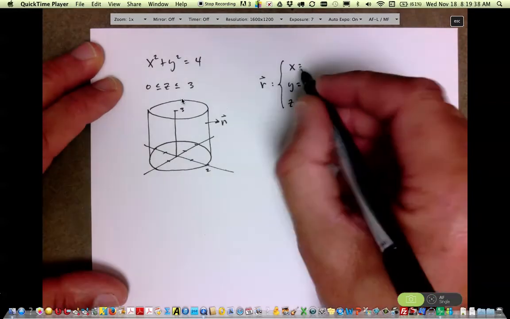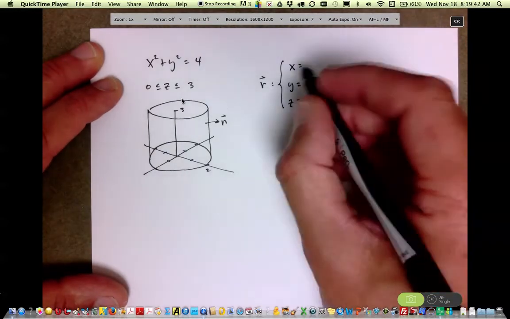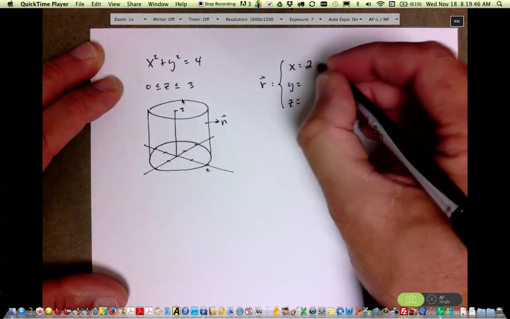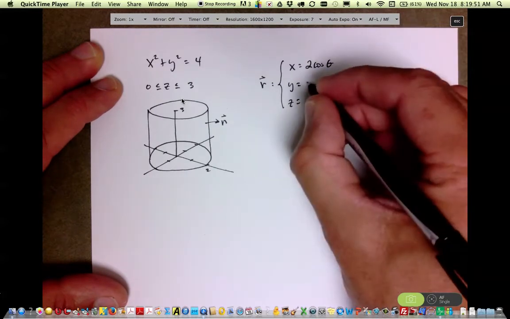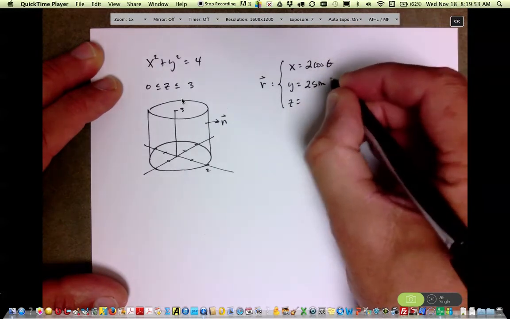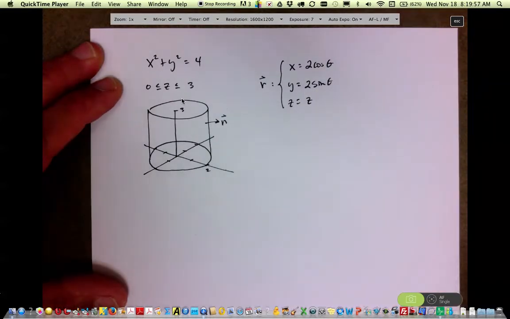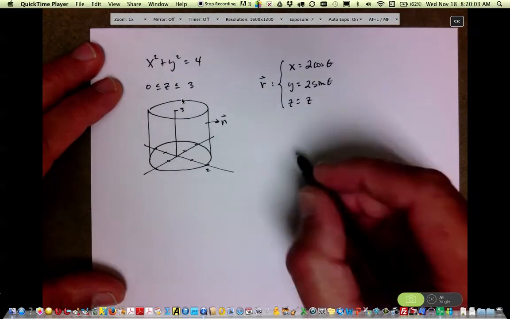Alright, so if you remember from cylindrical coordinates, x was equal to r cosine theta. The radius on this is always going to be equal to the same number, 2. So 2 cosine of theta, and y is equal to 2 sine of theta, and then z is just going to be equal to z. Alright, so there's the parameterization of this surface in terms of just theta and z.